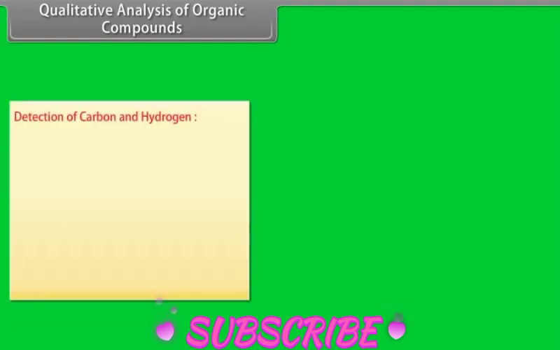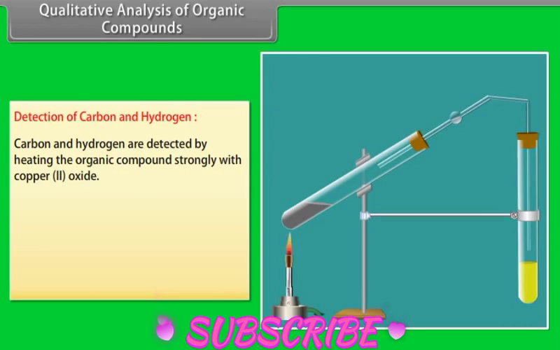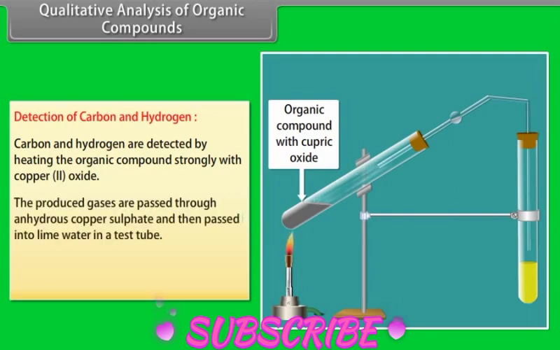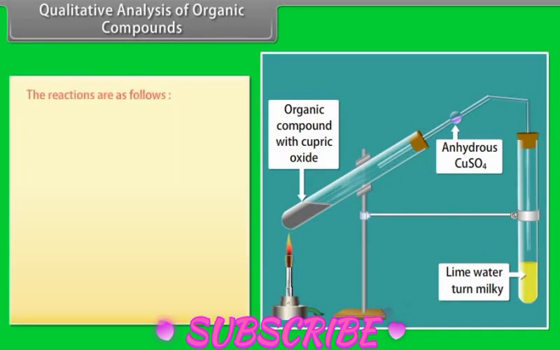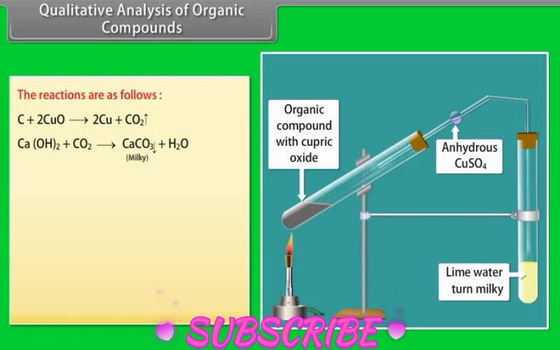Qualitative analysis of organic compounds. Detection of carbon and hydrogen. Carbon and hydrogen are detected by heating the organic compound strongly with copper(II) oxide. The produced gases are passed through anhydrous copper sulfate and then passed into lime water in a test tube. If carbon is present, it forms carbon dioxide, which turns the lime water milky. The reactions are as follows. Carbon in the organic compound reacts with copper(II) oxide and produces copper and carbon dioxide. The produced carbon dioxide reacts with calcium hydroxide, which turns it milky, indicating the presence of carbon in the organic compound.